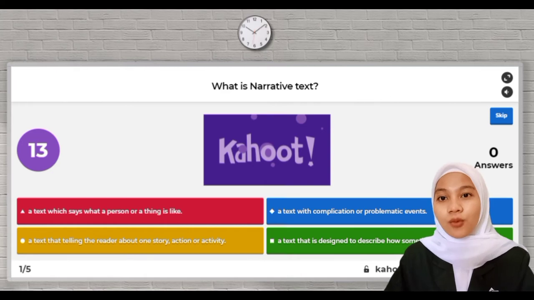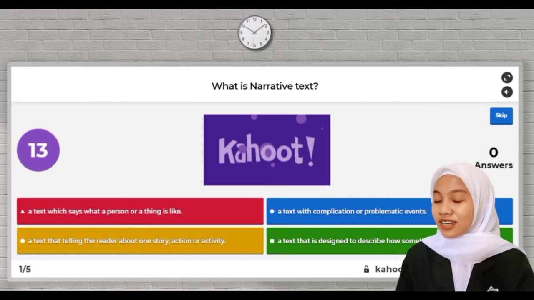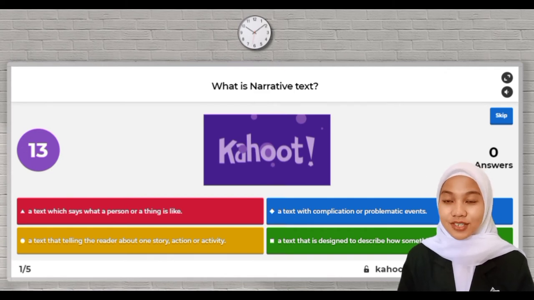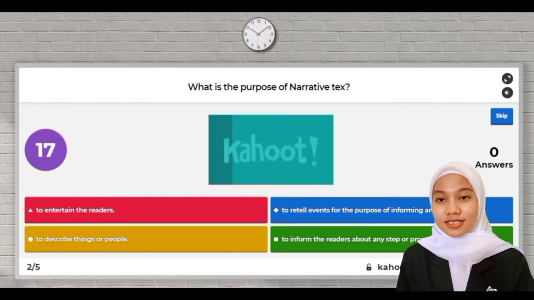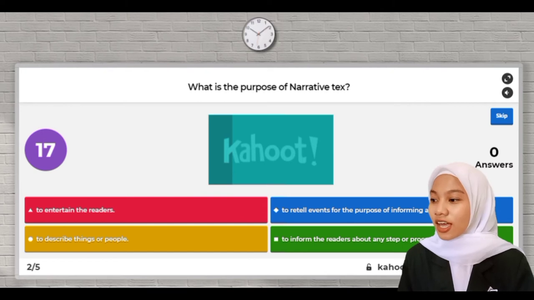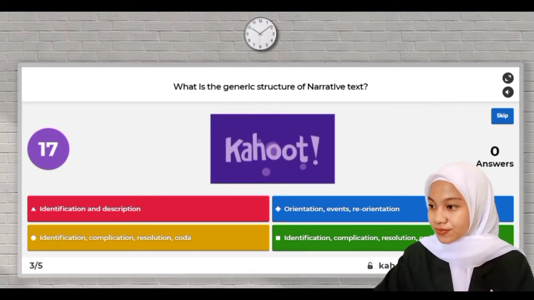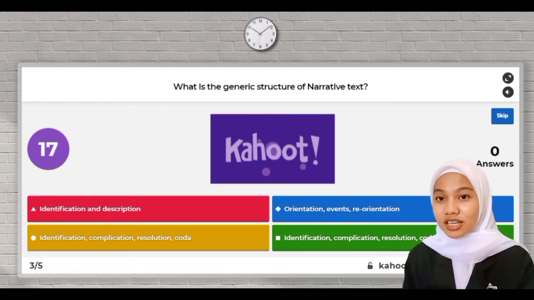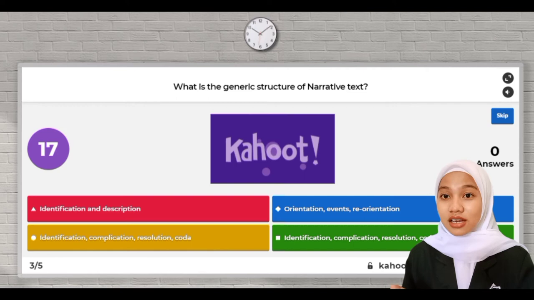The first question: what is narrative text? Anyone who can answer it? Yes, narrative text is a text with complication or problematic events. Good. Number two: what is the purpose of narrative text? Yes, good. It's to entertain the readers or the people. Number three: what are the generic structures of narrative text? Orientation, complication and resolution, and also the coda. But the coda is only optional.